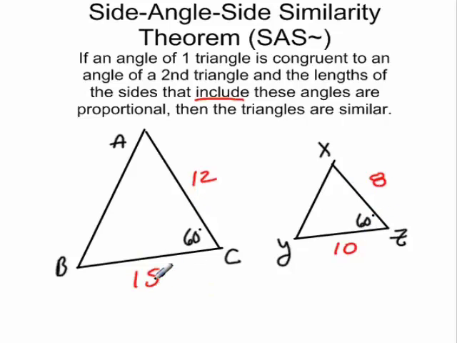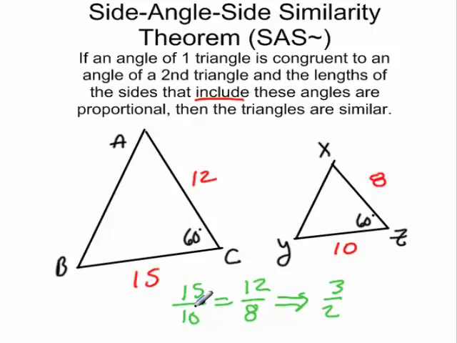So we set our corresponding parts in a proportion. Larger one here of 15 over 10. Smaller one of 12 over 8. We check to see if they are proportional. We can do our cross products, or we can check for a reduced fraction. 5 goes into both 15 and 10. It reduces to 3/2. 4 goes into 12 and 8. It also reduces to 3/2.